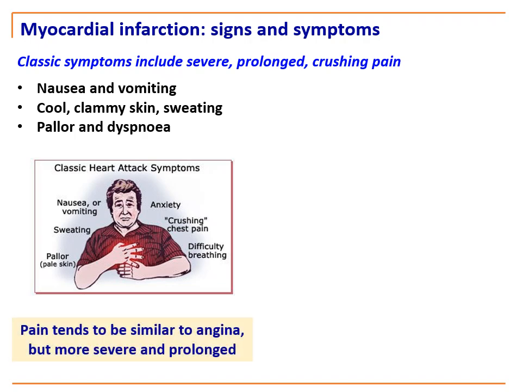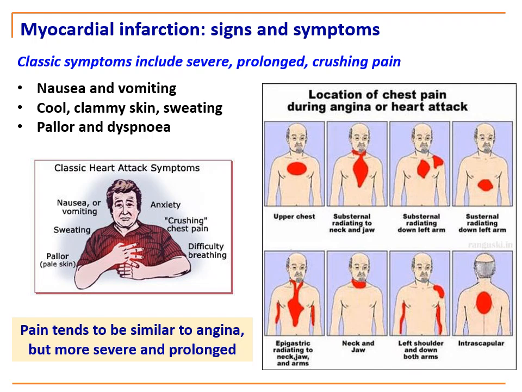Pain tends to be similar to angina, but more severe and prolonged. And just like we said before, it can be located in many, many locations. The damage is in the heart, obviously, but the brain can interpret it as being in different places, because the nerve fibers coming from the heart can come in at multiple different locations in the spinal cord. They go up to the brain, and the brain then isn't really sure where it's coming from.